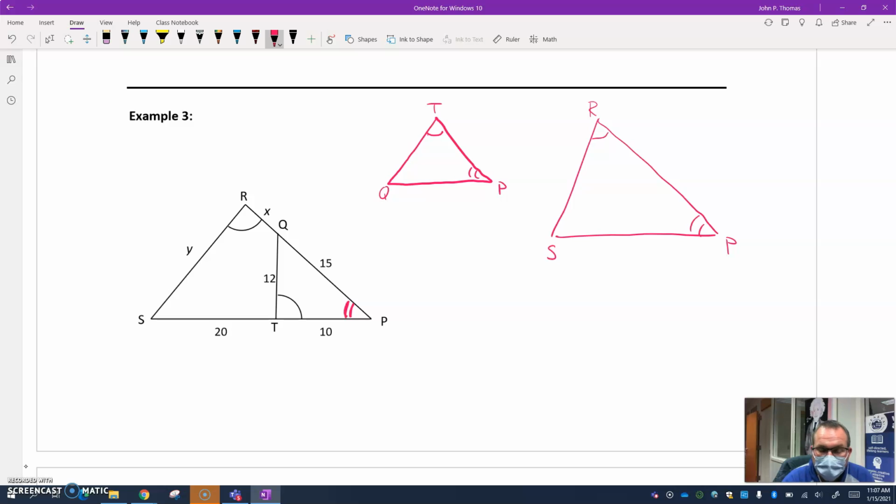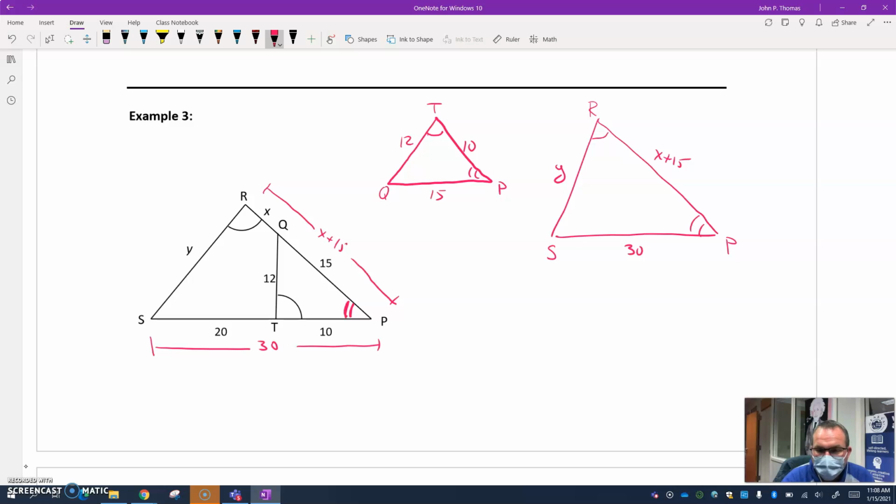Now I'm going to carry the lengths over. So on the small triangle, I know TP is 10, QP is 15, and QT is 12. And I'm just pulling those lengths right off the picture. Before I put the next one on, I'm going to get full lengths of the sides here. So this side is 30, and this side is x plus 15. So now I'm going to carry those over. So I've got a y, an x plus 15, and a 30.